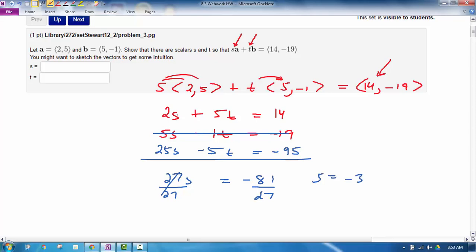And then I can plug -3 back into this equation up here, in which case I get -6 plus 5t equals 14. Add 6 to both sides, you get 5t equals 20. Divide both sides by 5, you get t equals 4. So I get -3 and 4 for mine.